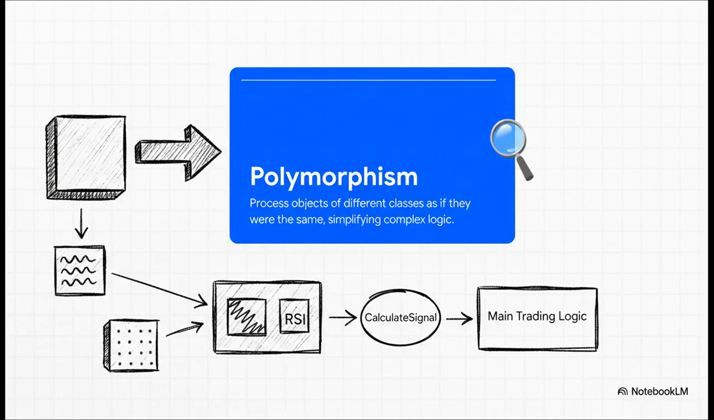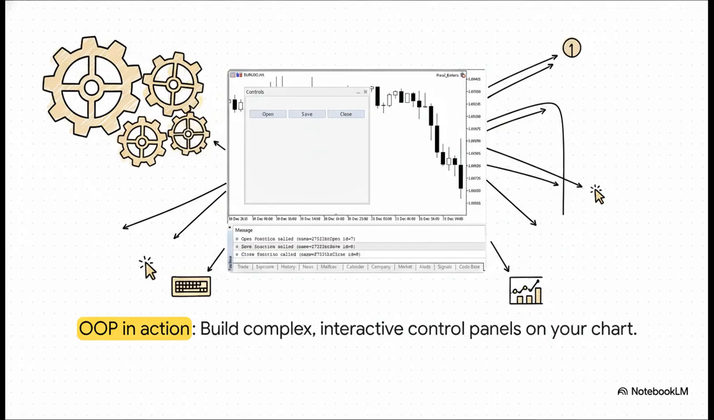Okay, the next concept is polymorphism. And I know that word sounds way more complicated than it actually is. It's all about flexibility. Going back to our car analogy, it means you can have a garage full of different vehicles. The standard car, the sports car, maybe a truck. And you can just tell each one to drive, without caring what kind of vehicle it is. Each one knows how to drive itself. In trading, this lets you write super clean code that can handle all sorts of different signal types without getting messy.